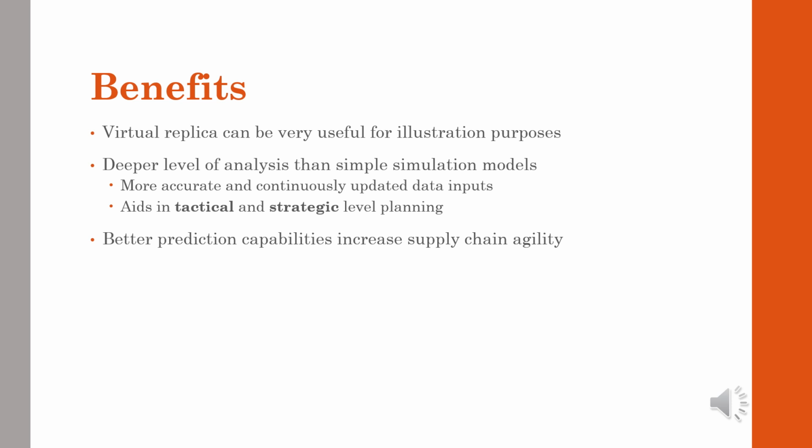There are many benefits to a digital supply chain twin. First off, the virtual replica can be very useful for illustration purposes, particularly when computational power allows for highly detailed graphical models. As well, it provides a deeper level of analysis than a simpler simulation model because it has more accurate and continuously updated data inputs and parameters. And of course, this aids in tactical and strategic level planning for your supply chain. Overall, digital supply chain twins provide better prediction capabilities, and because of this, can increase your supply chain's agility.